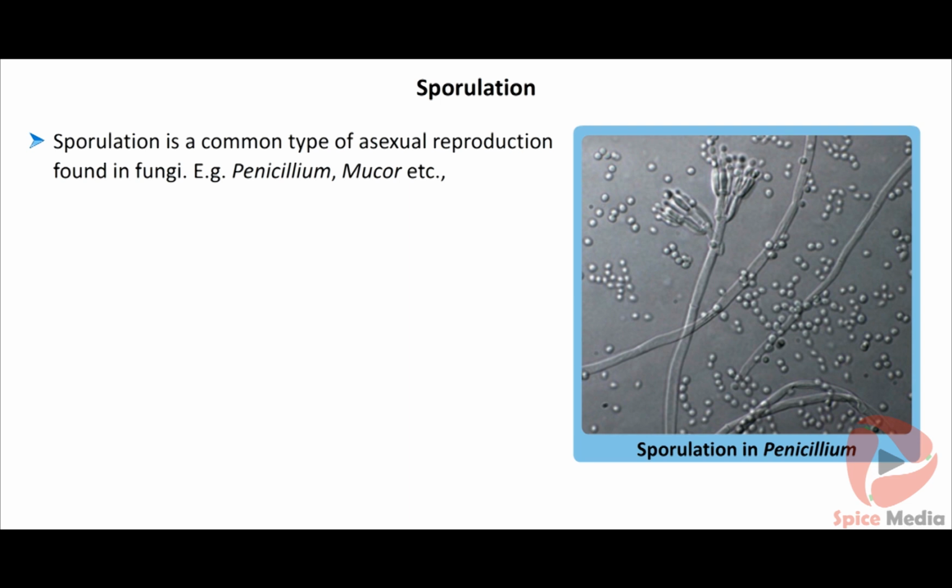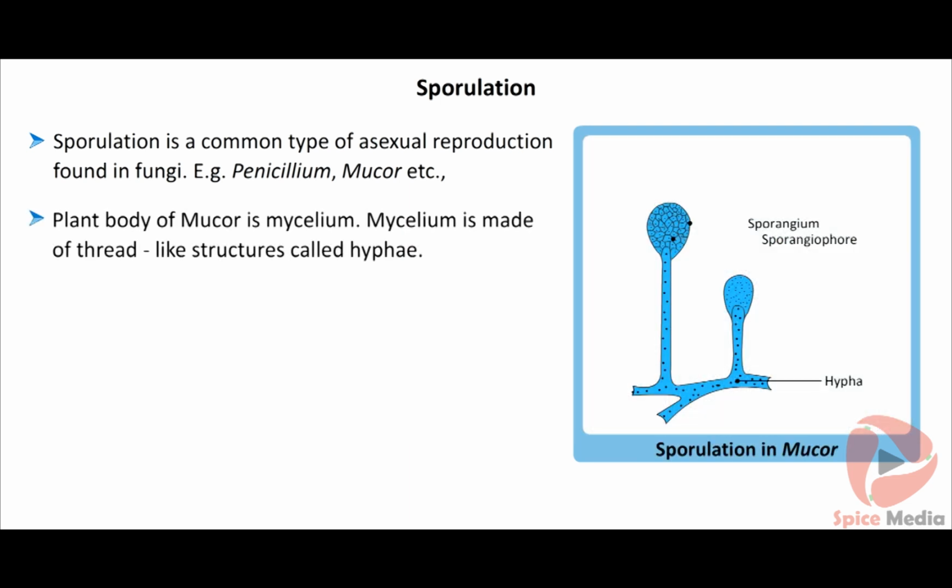It is the process of formation of spores. The type of spore is different in different species of fungi. Penicillium reproduces by conidiospores and mucor reproduces by sporangiospores. Let us see the reproducing structures and method of sporulation in mucor. The plant body of mucor is mycelium. Mycelium is made of thread-like structures called hyphae.